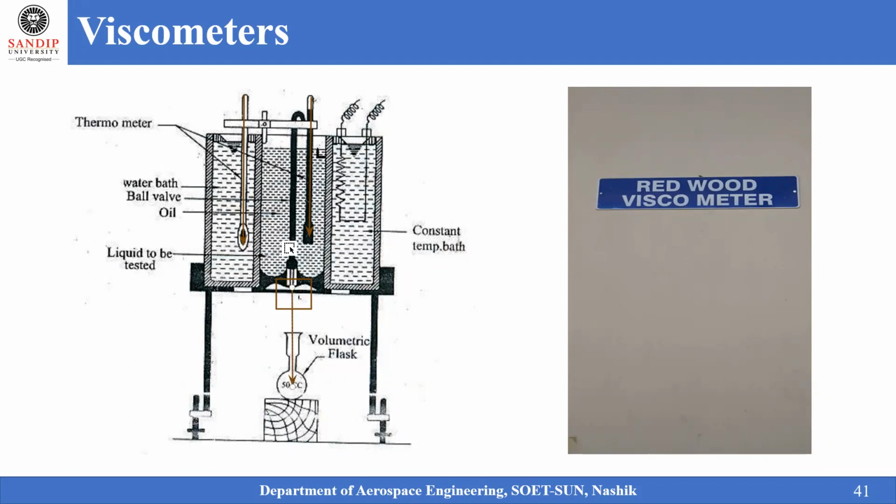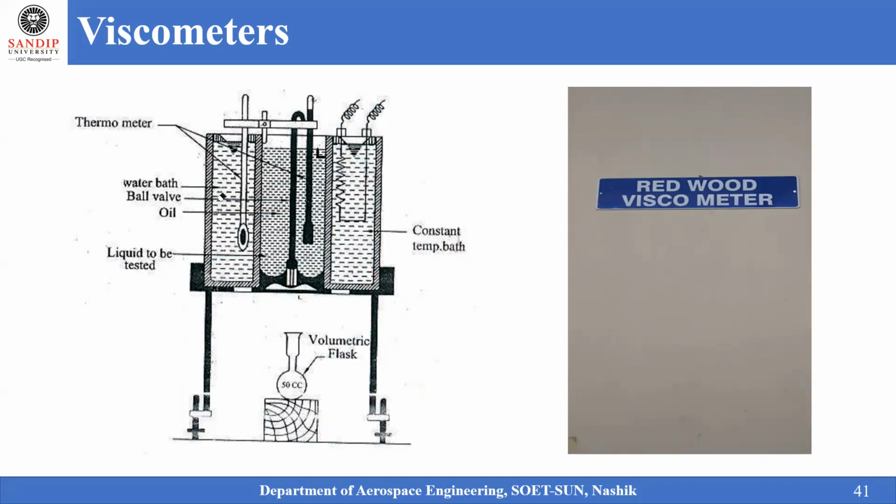Now what is the working procedure of this viscometer? Outside we have filled water, and inside we have filled the oil whose viscosity we are supposed to determine. The water outside is heated, and its temperature is constantly raised by a heating coil, which converts electrical energy into heat energy.